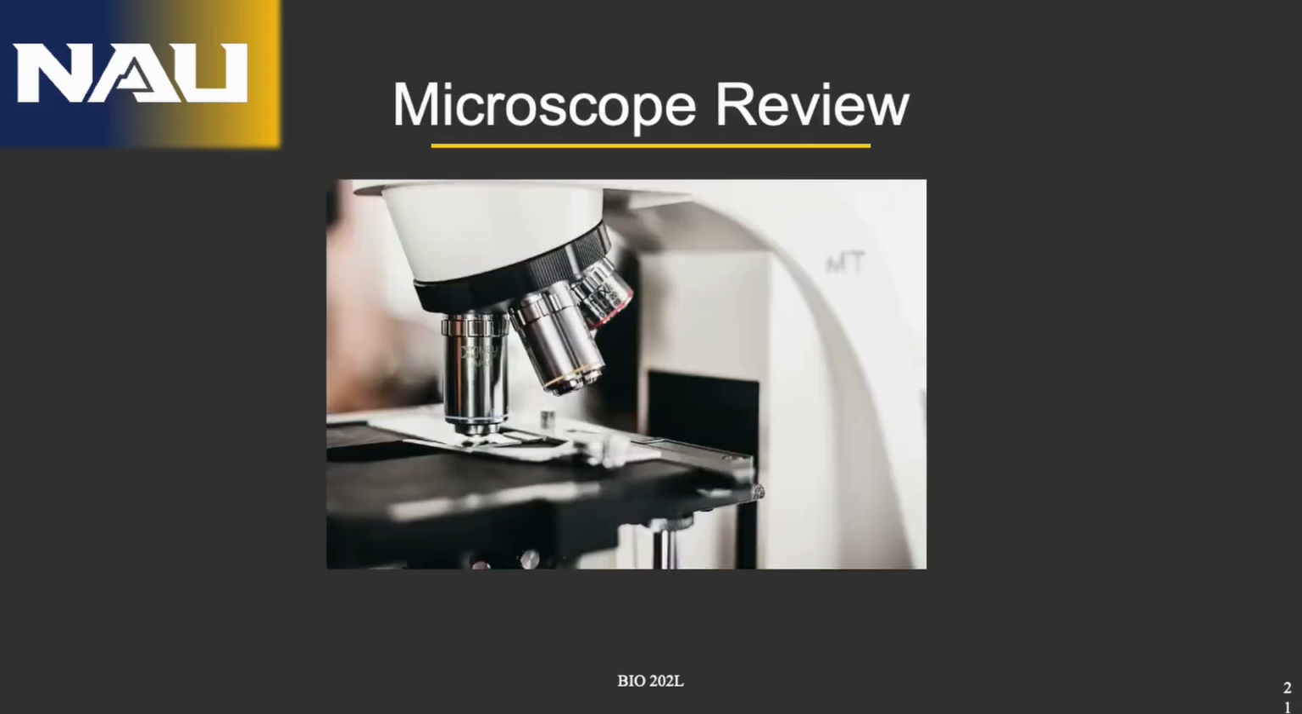Using a microscope correctly is crucial for examining tissues and other small structures. Here are some key points. Carrying the microscope. Always carry the microscope with two hands, one on the arm and one under the base. Setting up. Place your slide on the stage and secure it with the stage clip. Focusing. Start with the lowest magnification, 4x in our case, and use the coarse adjustment knob to focus. Once focused, switch to the higher magnification and use the fine adjustment knob for a clear detail.